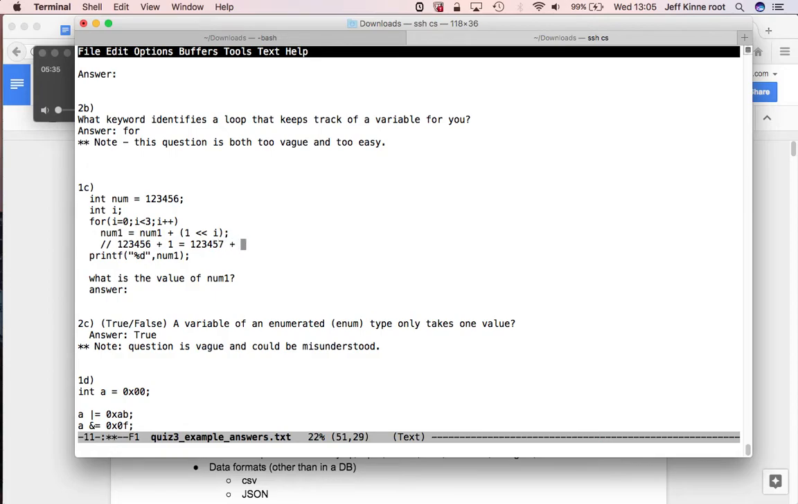Next time, we're going to do i is 1. So 1 shifted by 1 is 2. So that's going to be 1, 2, 3, 4, 5, 6, 9. And the last time, i is going to be 2. 1 shifted by 2, so that's 4. So this is 1, 2, 3, 4, 5, 7, 3, if I didn't make any mistakes.